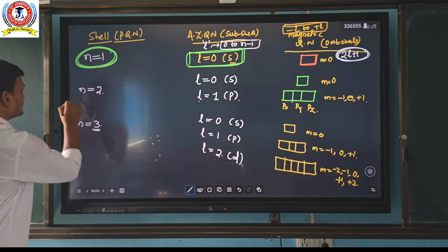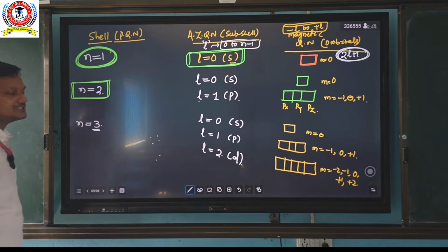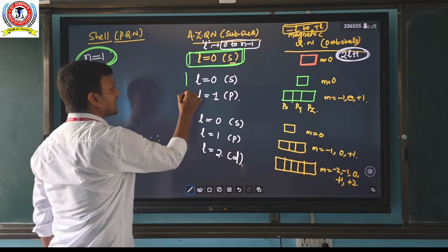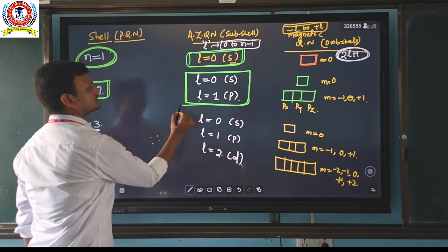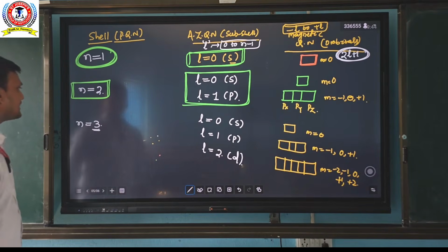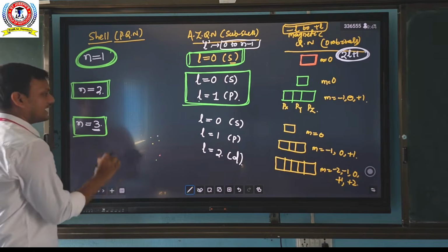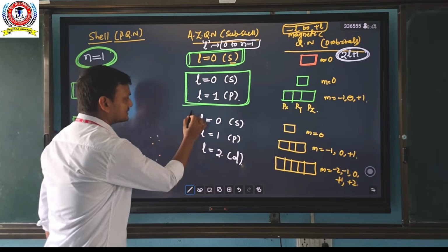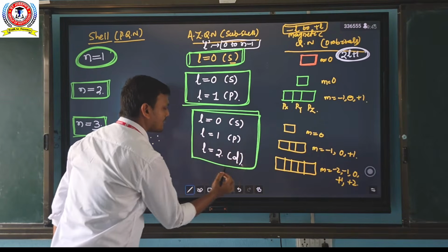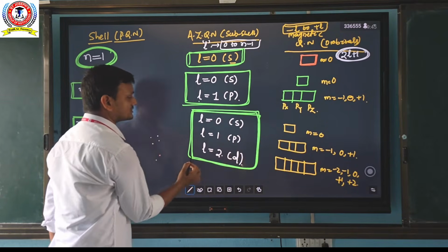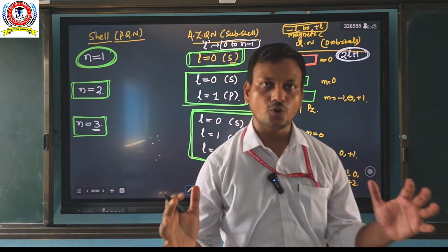Students, here the value of n is equal to 2. That means there are two subcells present inside the second cell. Students, for the third cell, we know that n is equal to 3. That means there are three subcells present: S, P, and D.